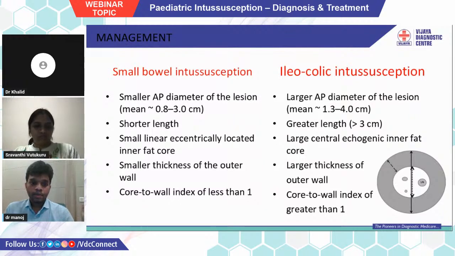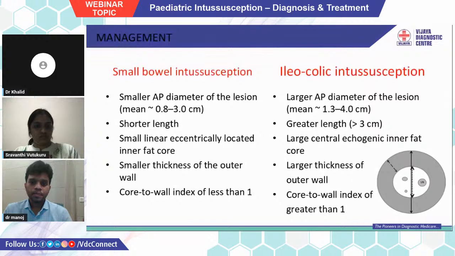In a small bowel type, the AP diameter of the lesion would be less. The mean is approximately 1 to 3 centimeters, and it will be shorter in length. And the fat core is small, linear, and eccentrically located. Why is that? Because there is paucity of fat in the mesentery of the proximal small bowel loops.